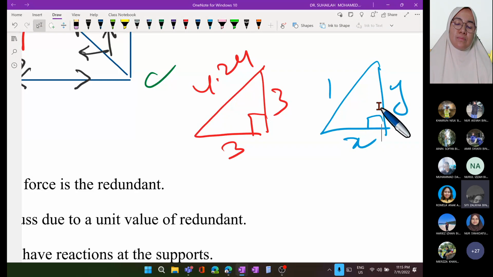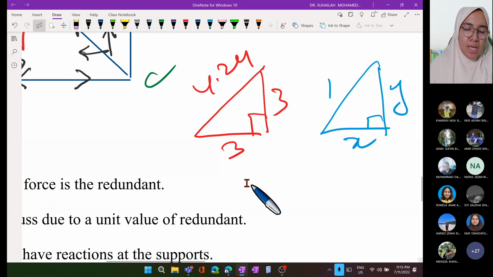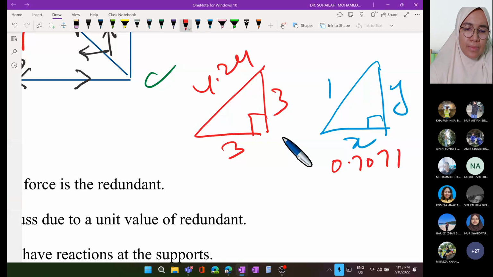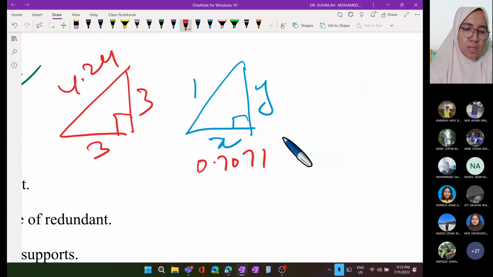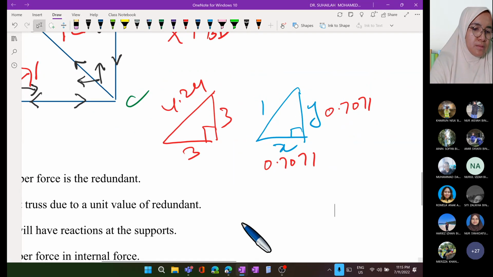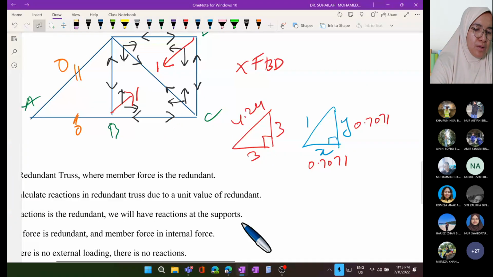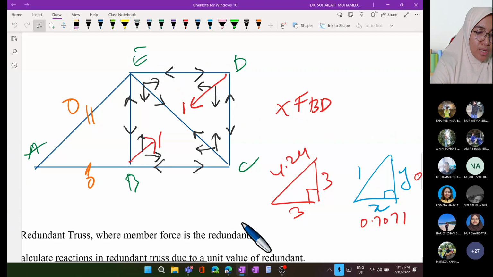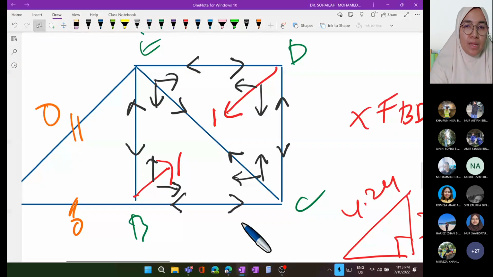X 0.71. Okay, it is 0.7071. Betul? 0.7071. Kan? Okay. So, that is the value that you need to put into the diagram, the redundant frame.